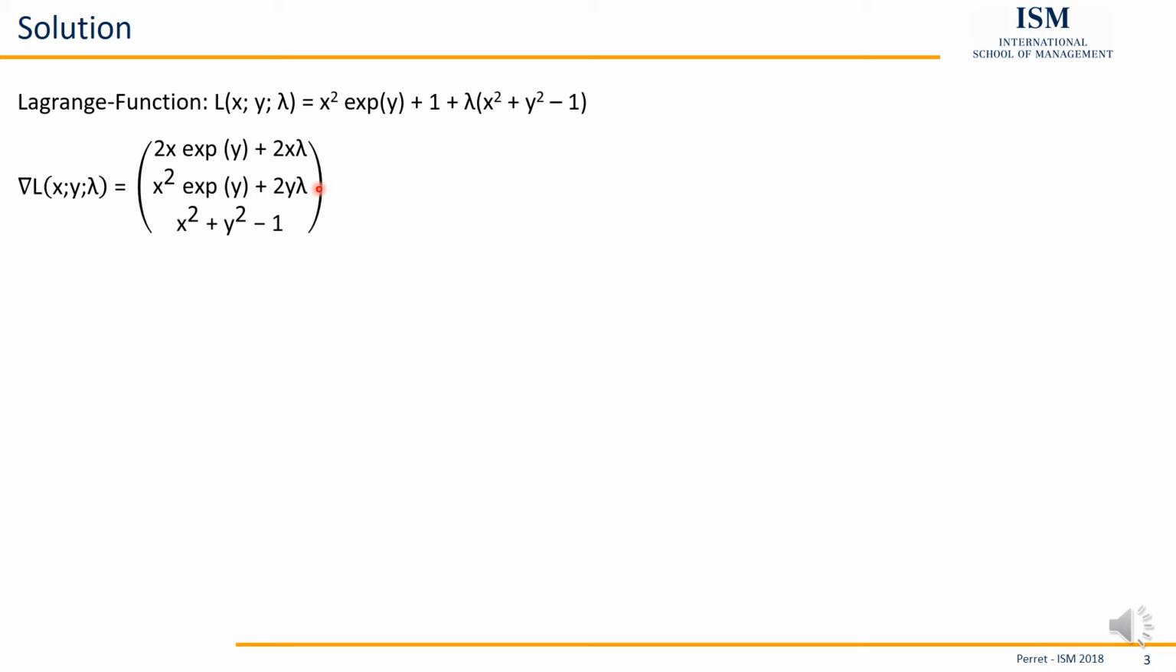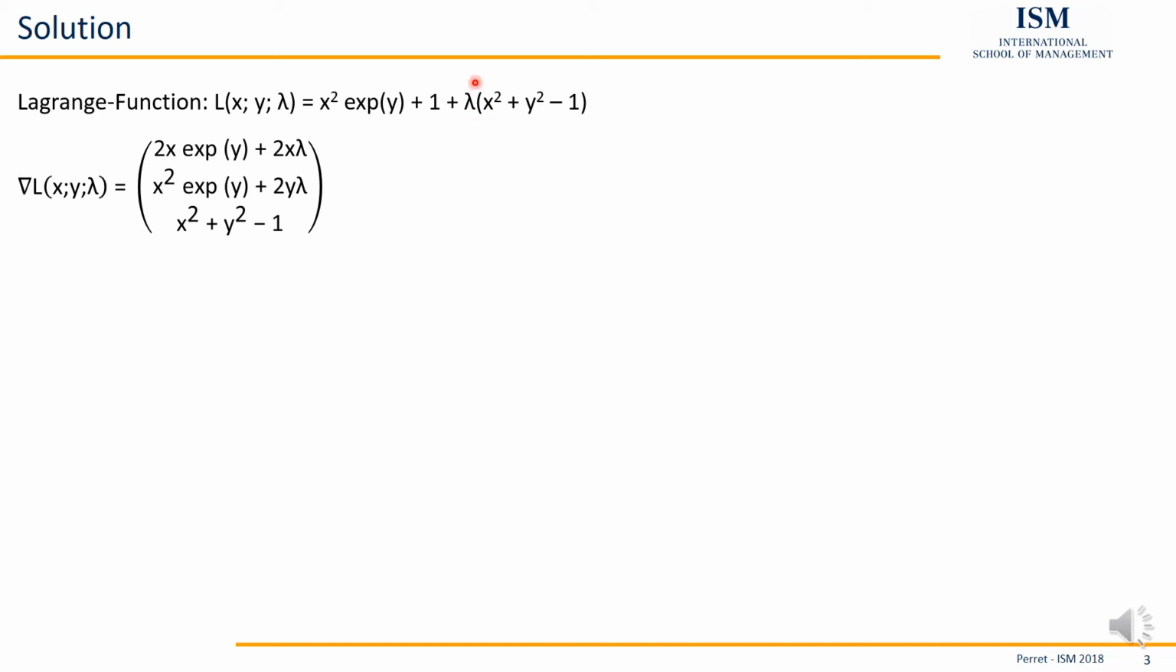If we look closely, we can see that the first part is nothing else than the derivative of the function f. The second part is the derivative of the function g for the corresponding variable times the Lagrange multiplier. So far so good. That's the first two, and then we only need the third one, the derivative for the parameter lambda.